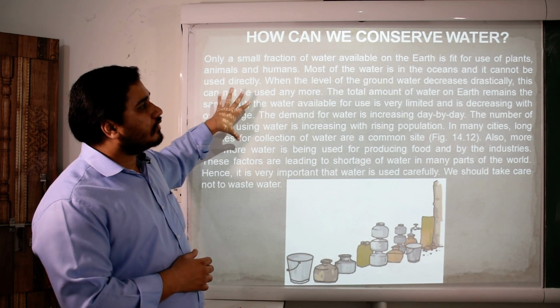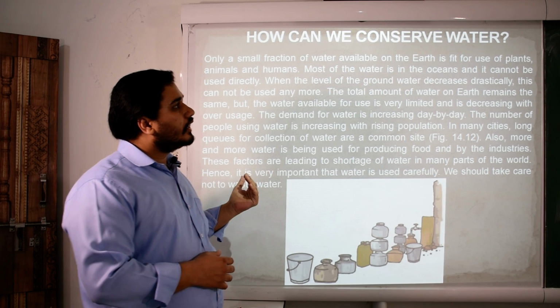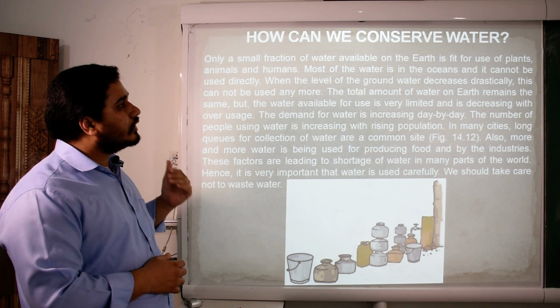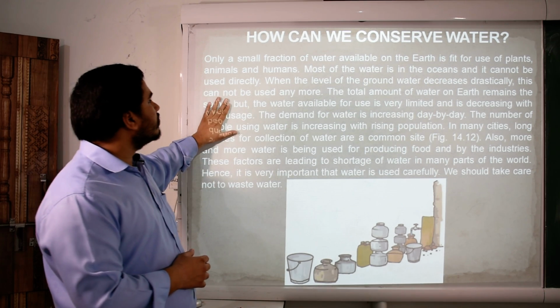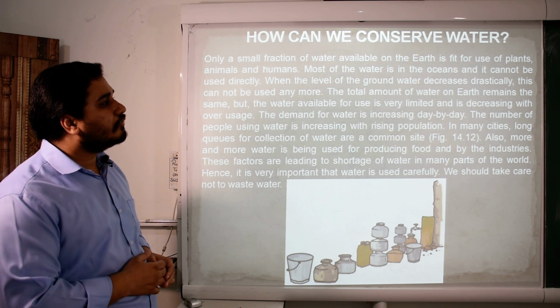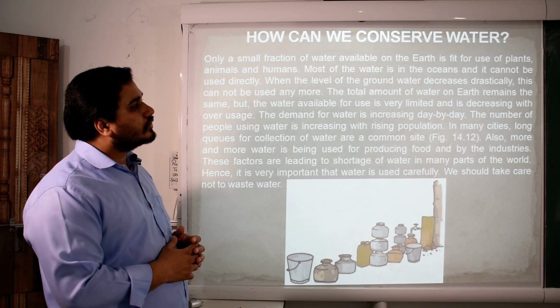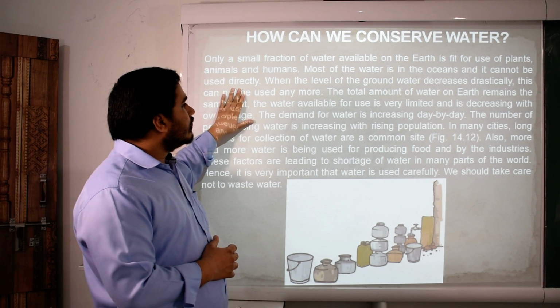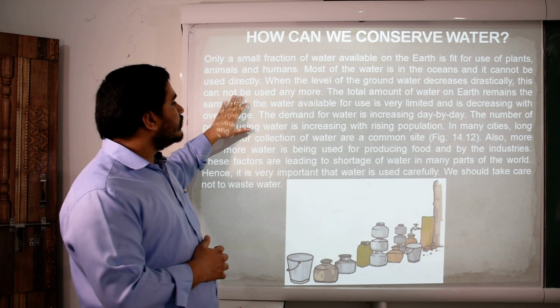How can we conserve water? If the question arises in your mind that there is less or no rain, then we should conserve the water. But how should we conserve the water? Only a small fraction of water available on earth is fit for use by plants, animals and humans. Most of the water is in the ocean and it cannot be used directly. When the level of groundwater decreases drastically, it cannot be used anymore.